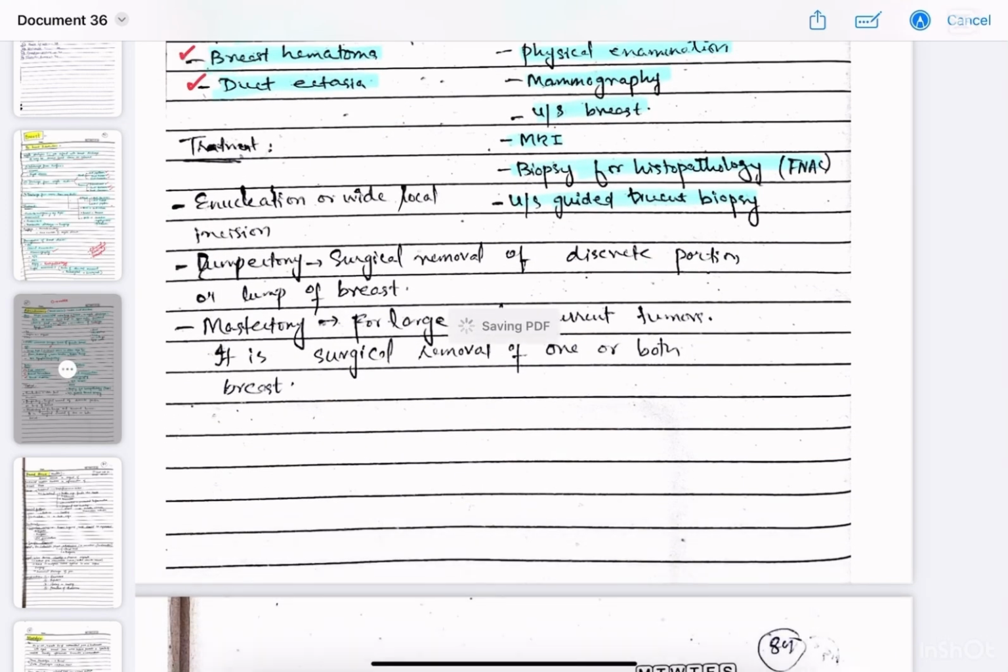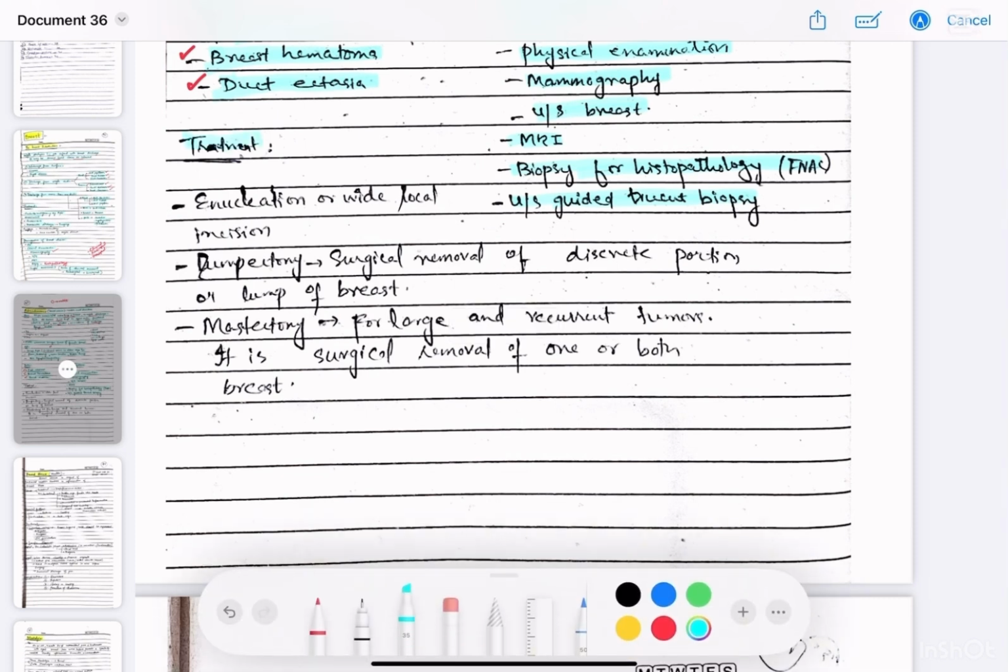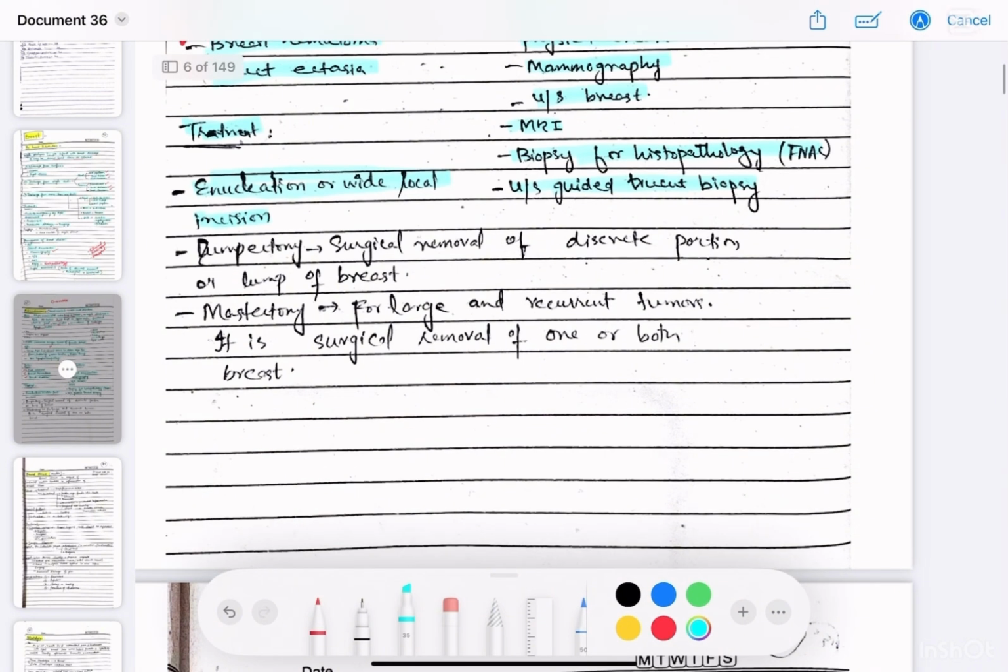Now the treatment options are enucleation or wide local incision. Then lumpectomy is done, that is surgical removal of the discrete portion or lump of the breast. As there is a lump present in the breast, lumpectomy is done and it is removed. Mastectomy is done for large and recurrent tumors. It is surgical removal of one or both breasts. If the tumor is very large, then mastectomy is done. If the tumor is small, then lumpectomy is done. So this is the treatment of choice.